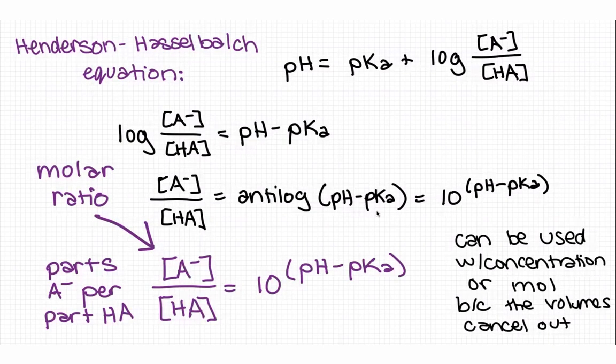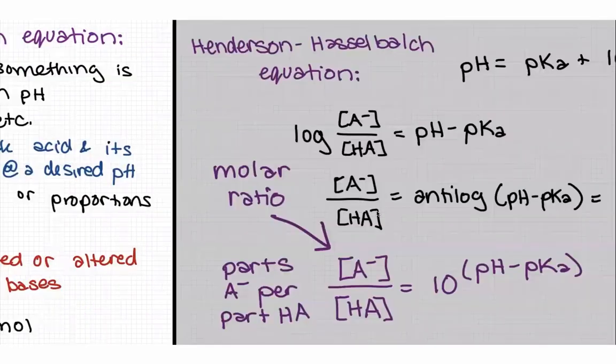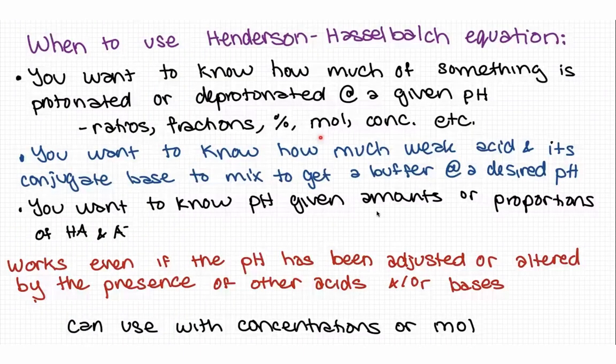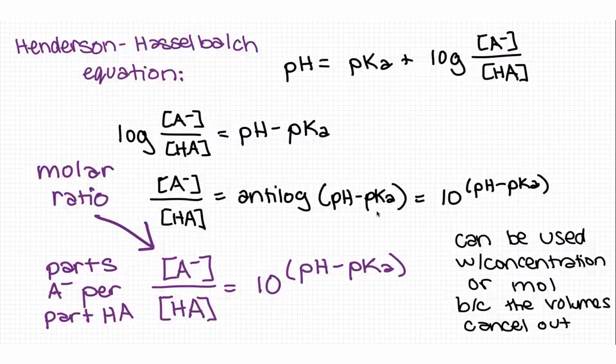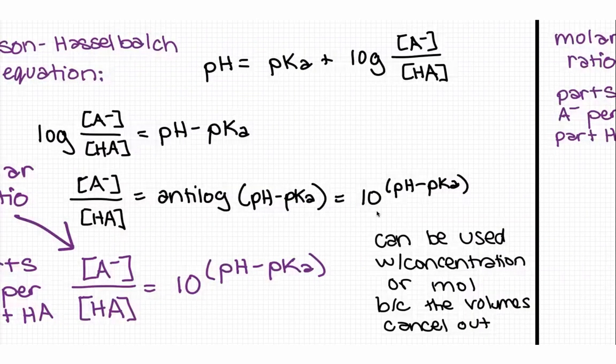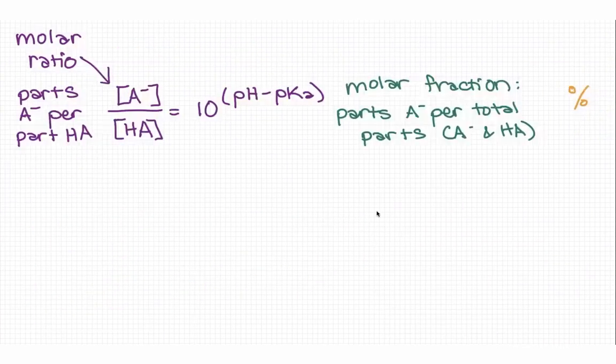So that's helpful, right? But what if you actually want to know how much you actually have, in terms of concentrations or numbers of moles? In this case, we're going to have to convert that ratio into a fraction and use that rather than the direct ratio. We need to remember that we're talking about parts of A- per HA, and when we want the molar fraction, that's going to be our parts of A- per total parts, so both your A- and your HA.